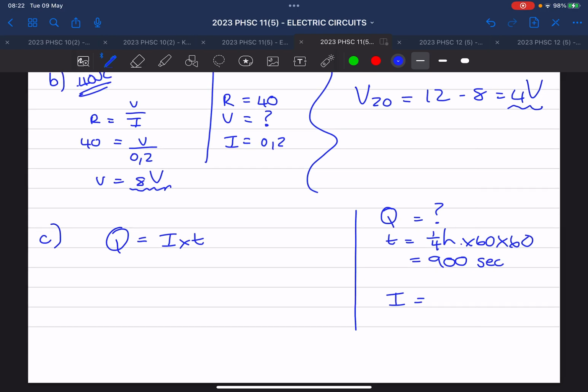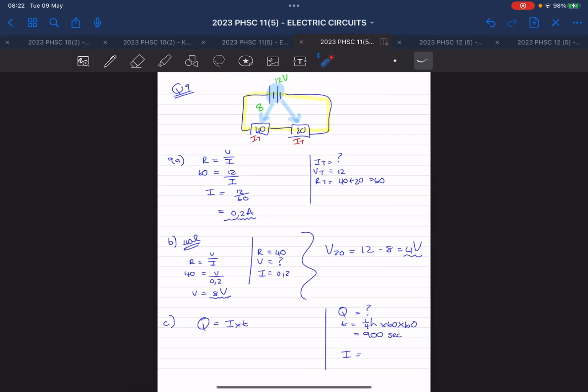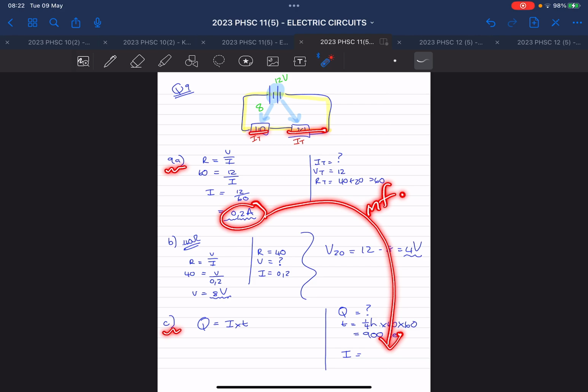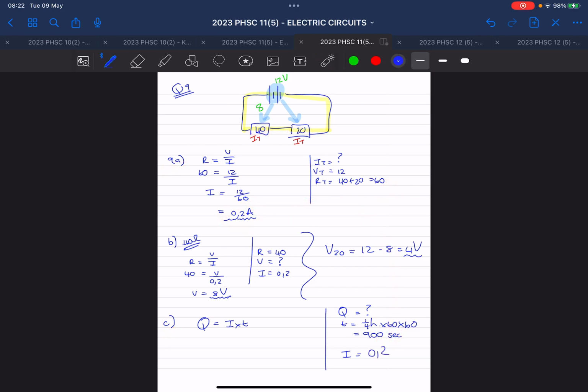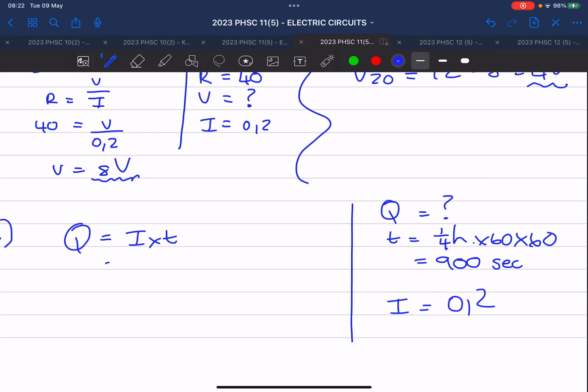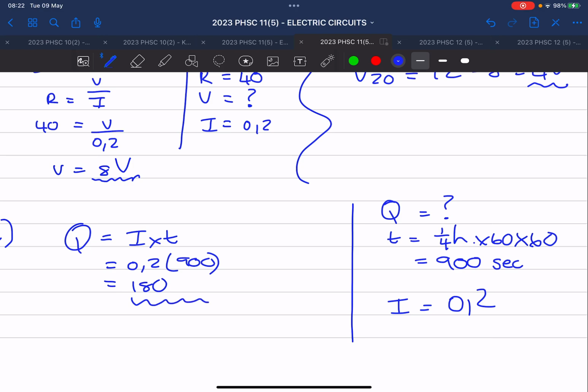They said the quantity of charge which passes through each resistor in a quarter of an hour. In the first question, we were asked what is the current through each resistor? We got that to be 0.2. So we use that answer here. And remember, from one question to the next, we work with your mistake. So we have 0.2 and the time is 900. That is 180 what? Coulombs.